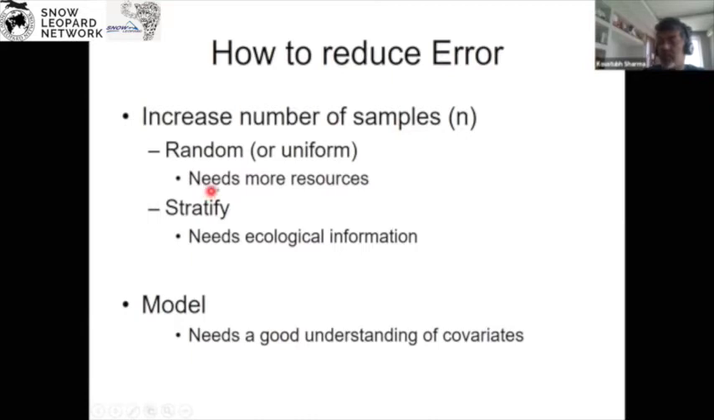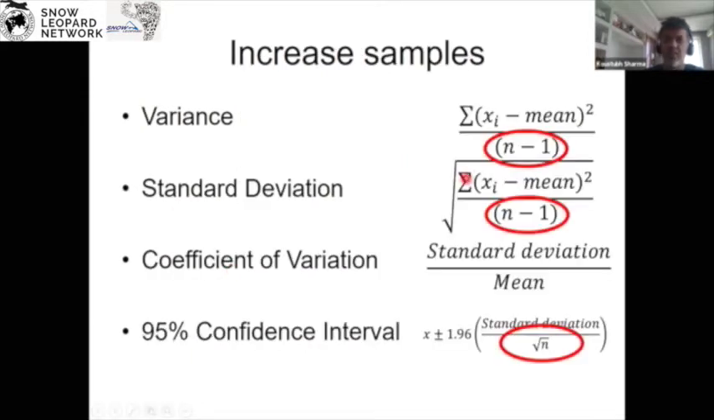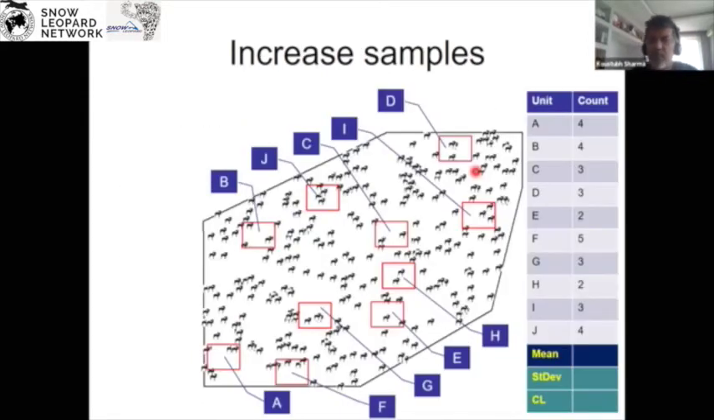All you need to do is have many more resources because every sample has a cost associated with it. The other ways of doing them are stratification and modeling. We'll just touch upon them a little later, but we'll come to those in a short while. Now let's start with how do we increase samples.